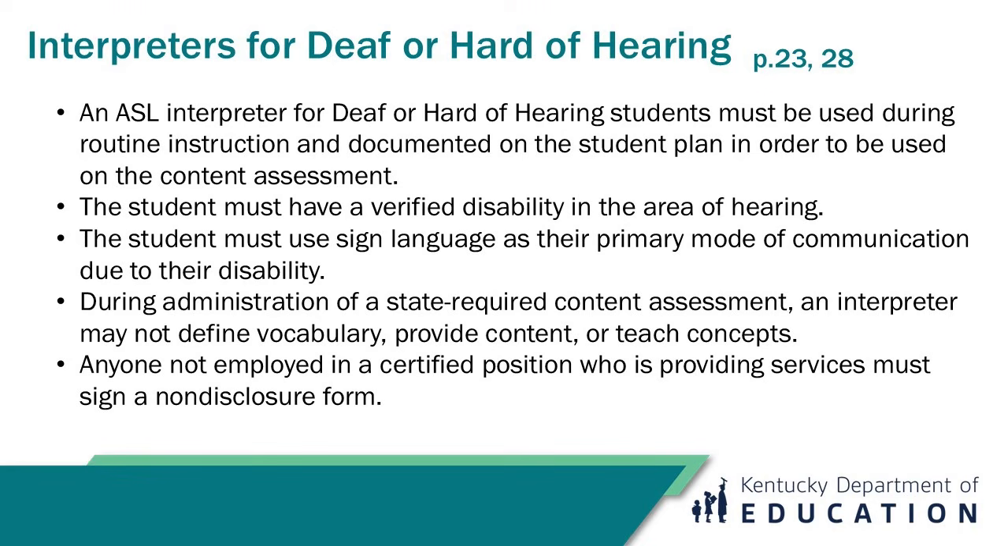Students who are deaf or hard of hearing who require an ASL interpreter must have a verified disability in the area of hearing and use sign language as their primary mode of communication due to that disability. The student must also use an interpreter during routine instruction. While providing services during an assessment administration, an interpreter may not define vocabulary, provide content, or teach concepts. They should not lead students to a correct answer. Anyone not employed in a certified position who is providing ASL interpretation must read and sign a non-disclosure form. An interpreter must not be used in place of technology.